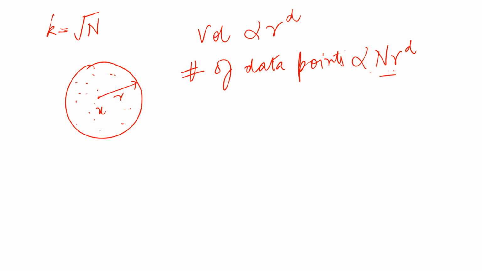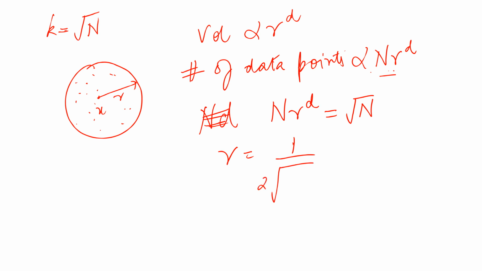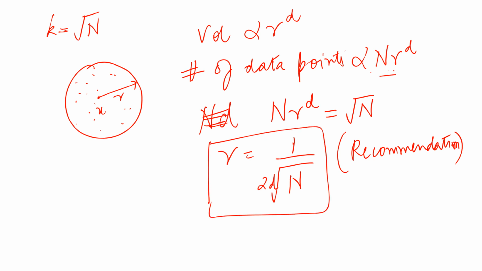So conceptually speaking, we want something like N R^D equals square root of n. This is something that we want. So theoretically speaking, R is 1 over (square root of n) to the power 1 over d, roughly. This is a theoretical recommendation, of course, and R in practice depends on the problem you're looking at and the data that you have. But it still gives us a good intuition about the relationship between R and N.